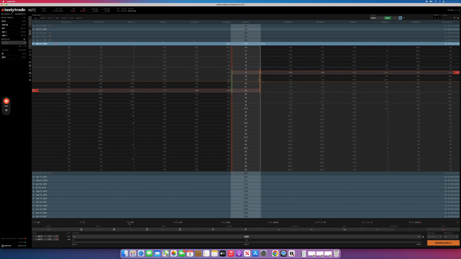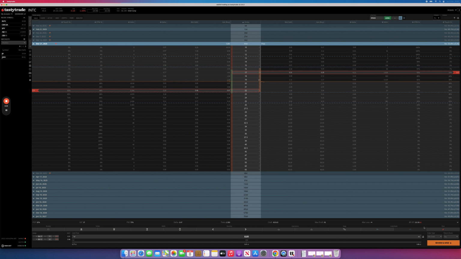In actual reality, it probably would be a little bit higher than that. But as you can see, still very, very high probabilities of success. And now we are collecting $81 up front, and our buying power requirement is $215. So we're getting a higher return on our capital here, close to 50%, and this is in 41 days.